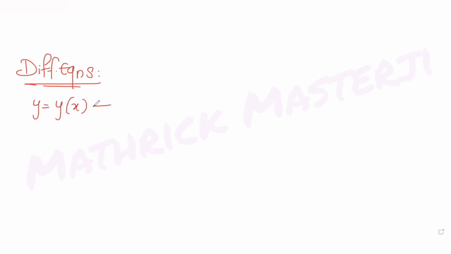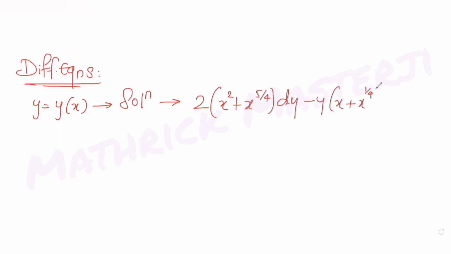Let's see today's question. Today's question I am taking up from the topic of differential equations. The question tells us that y equals y of x is the solution of a differential equation, and the differential equation given to us is (2x² + x^(5/4)) dy − y(x + x^(1/4)) dx = 2x^(9/4) dx. And x is greater than 0, that is also given to us, so x is positive.